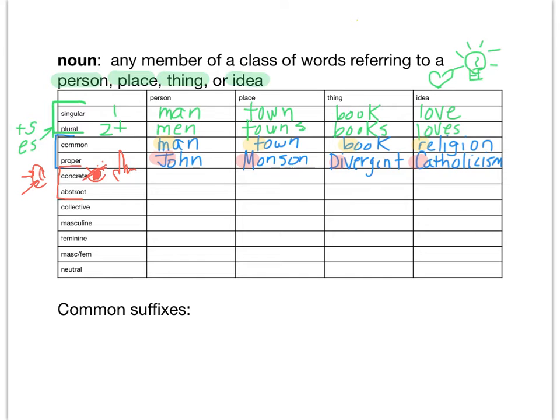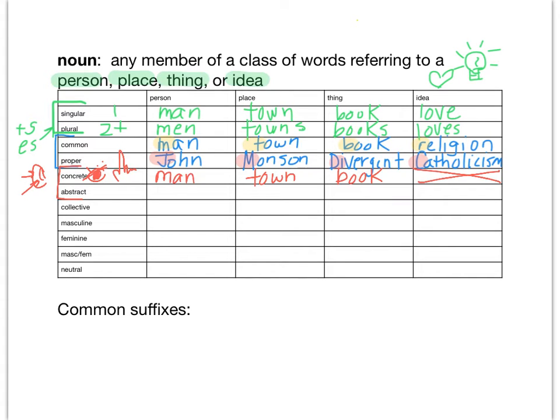So many of my singular and plural nouns I can actually see. So for example, a concrete person, I can see a man. A concrete place, I can see a town. A concrete thing, I can see a book. However, ideas are not concrete. They don't have a shape. They don't have a size. They don't have any sort of substance to them where you can pick them up.